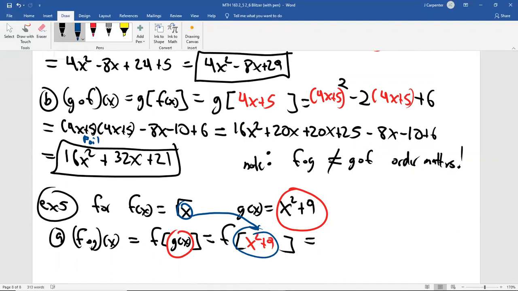So instead of square root of x, we're going to write square root, but instead of x, we write that red ink, the x squared plus 9. Now, yes, the square root of x squared is x. The square root of 9 is 3. But with a sum between them, you can't do that. This is the answer.